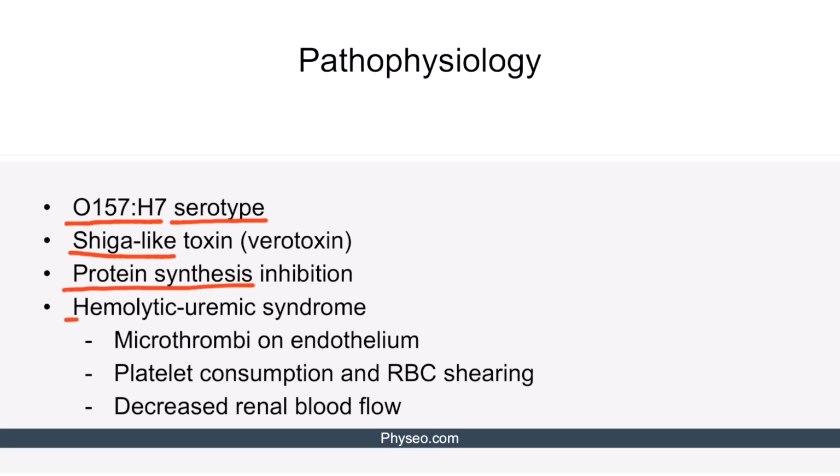Now, as for the hemolytic uremic syndrome, this is caused by microthrombi formation. So you get these little microthrombi on the endothelium. And those microthrombi are made of platelets, so that consumes platelets. Additionally, red blood cells get sheared when passing through those thrombi. And finally, reduced luminal diameter of the blood vessels causes decreased renal blood flow.